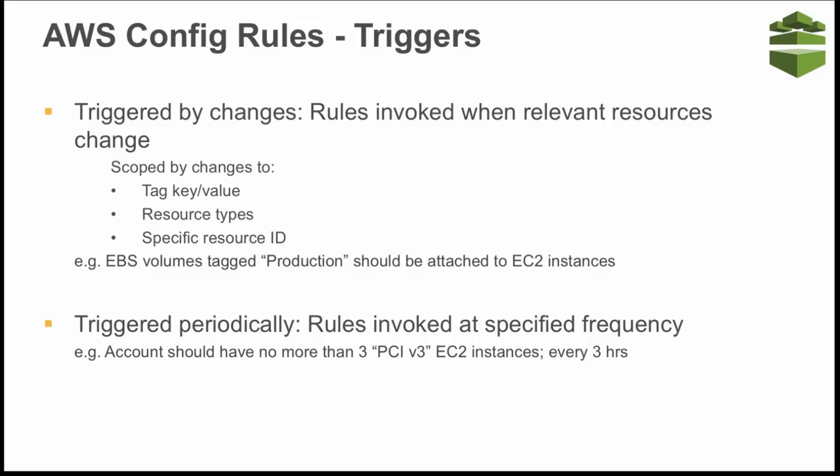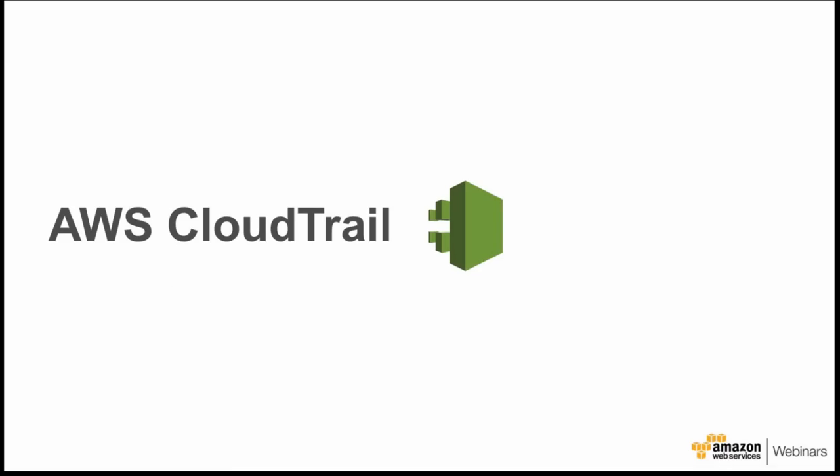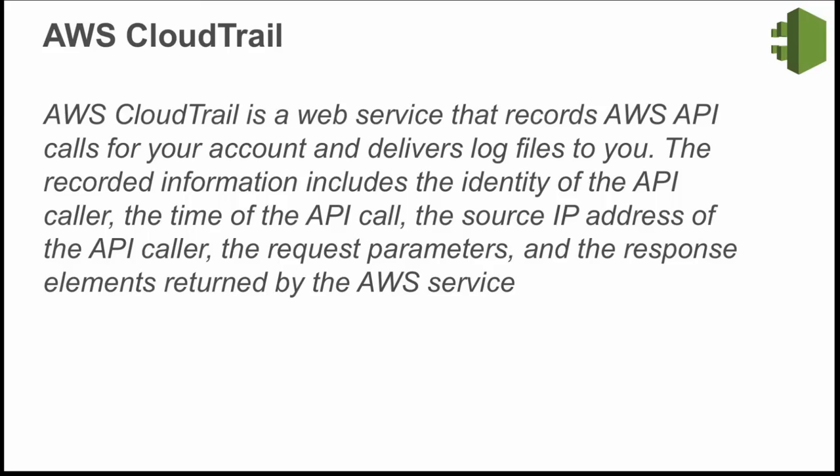So we've had a look at identity and access management, AWS Config and Config Rules, and now we're going to take a look at the AWS CloudTrail. AWS CloudTrail is a web service that records AWS API calls for your account and delivers log files to you. The recorded information includes the identity of the API caller, the time of the API call, the source IP address of the API caller, the request parameters, and the response elements returned by the AWS service.